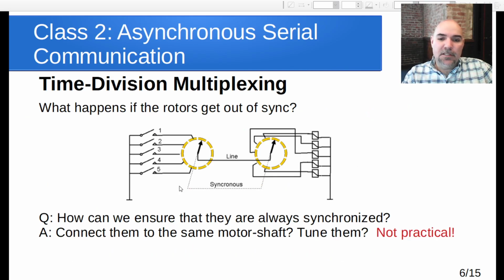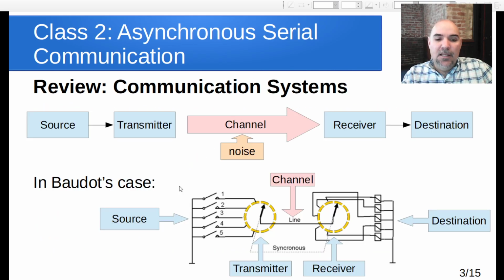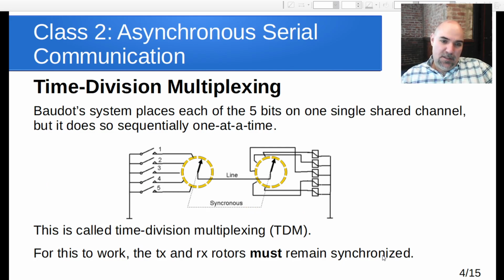Now in Baudot's case, let's go back to that. In Baudot's case, the channel is that one wire. The transmitter and receiver are those things that look like distributors that spin, that make contact between the different things, like this. The source is the switches on the input. The destination are the latches on the output. Now, Baudot's system was a form of what's called time division multiplexing.